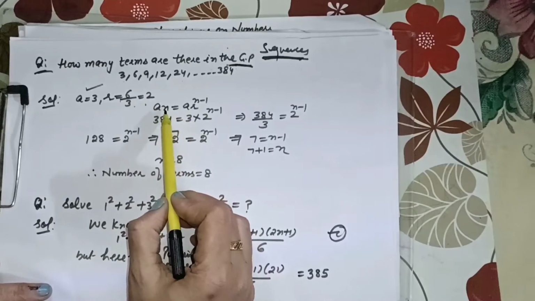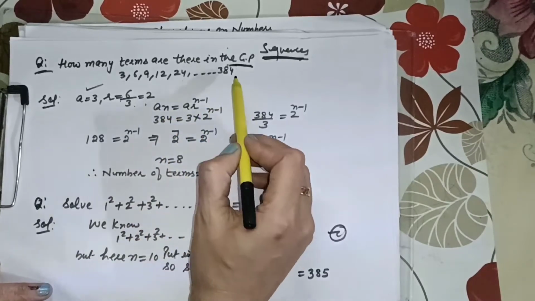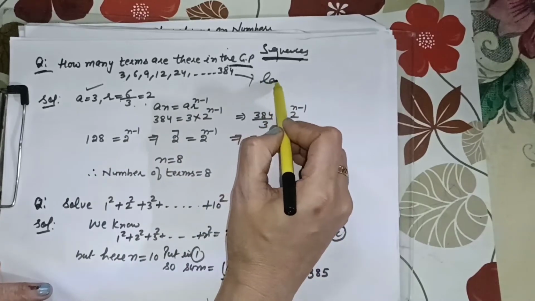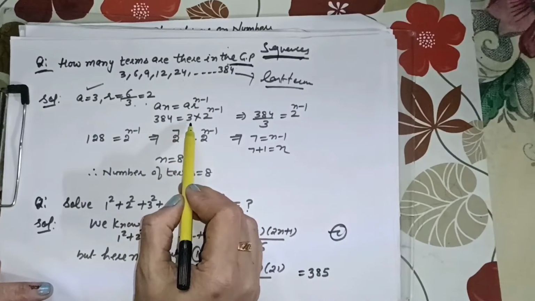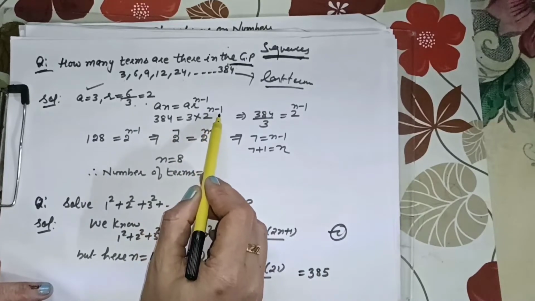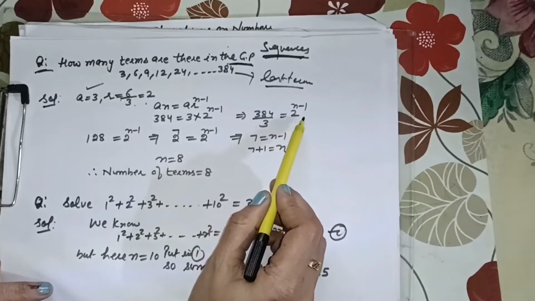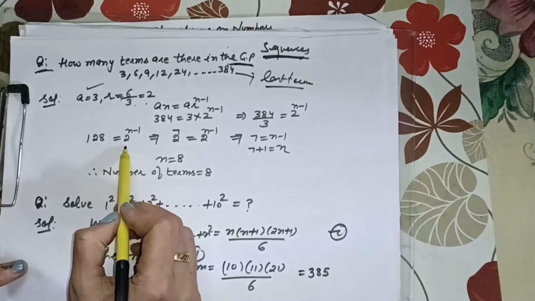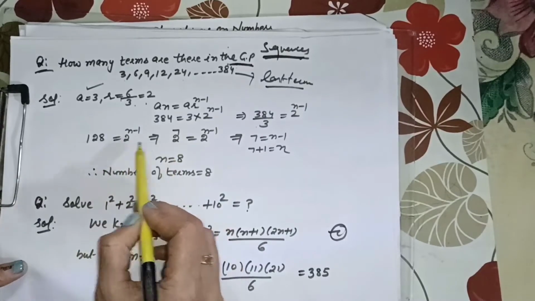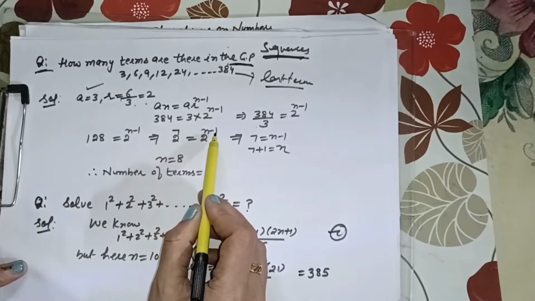So the general formula is a_n is equal to a r raised to n minus 1. Here a_n is known as the last term, that is 384, which is equal to 3 into 2 raised to n minus 1. Then we will divide 384 over 3, which is equal to 2 raised to n minus 1. So after cutting, I am getting 128 is equal to 2 raised to n minus 1. So 128, I can write as 2 raised to 7, equal to 2 raised to n minus 1.